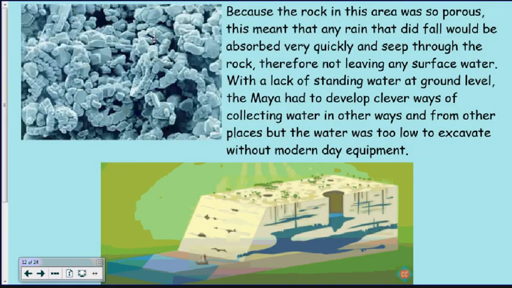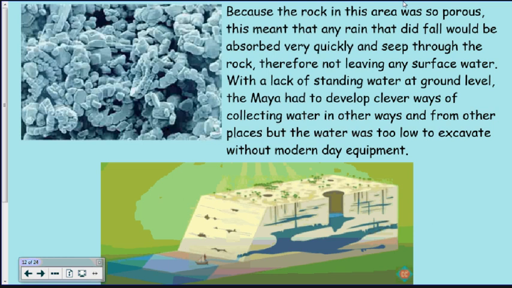So here's a zoomed in picture of limestone. You can see that porous means it absorbs really quickly, and you can see those holes in the rock that would allow the water to just flow straight through it. Because the rock in this area was so porous, any rain that did fall would be absorbed very quickly and seep through the rock, therefore not leaving any surface water.